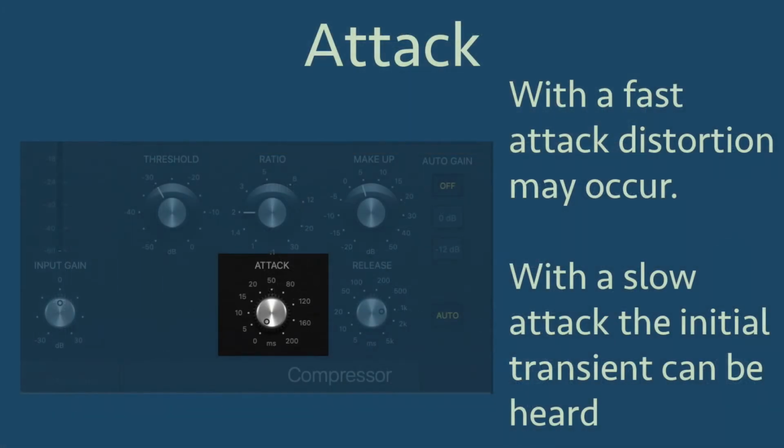We might have noticed some distortion when the attack time was set to 0. This is because the compressor has to act very fast to lower the volume, and that distorts the incoming sound wave. When the attack is set to a time greater than 0, then we hear the initial transient of the piano sound before the volume is lowered. When this happened in the video, the white line showing the lowered volume did not have as large of a dip as when the attack time was 0.